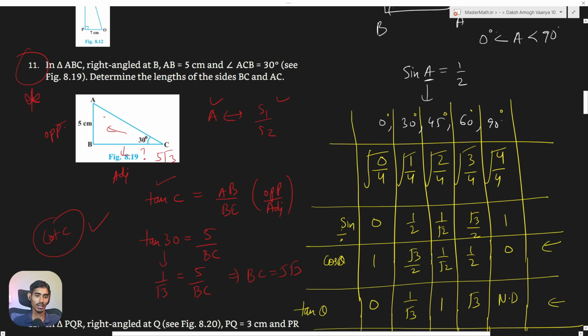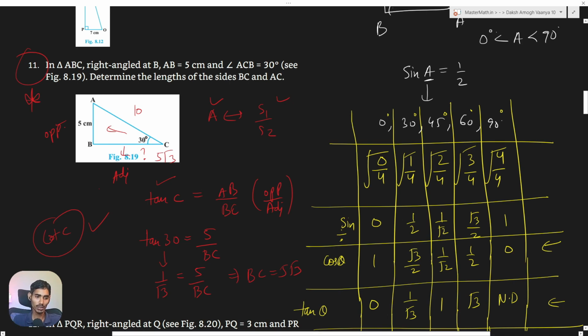Now, we can use the Pythagoras theorem, root of AB square plus BC square, to get AC, which is going to be 10. 25 plus 75 is 100, and the square root is 10.